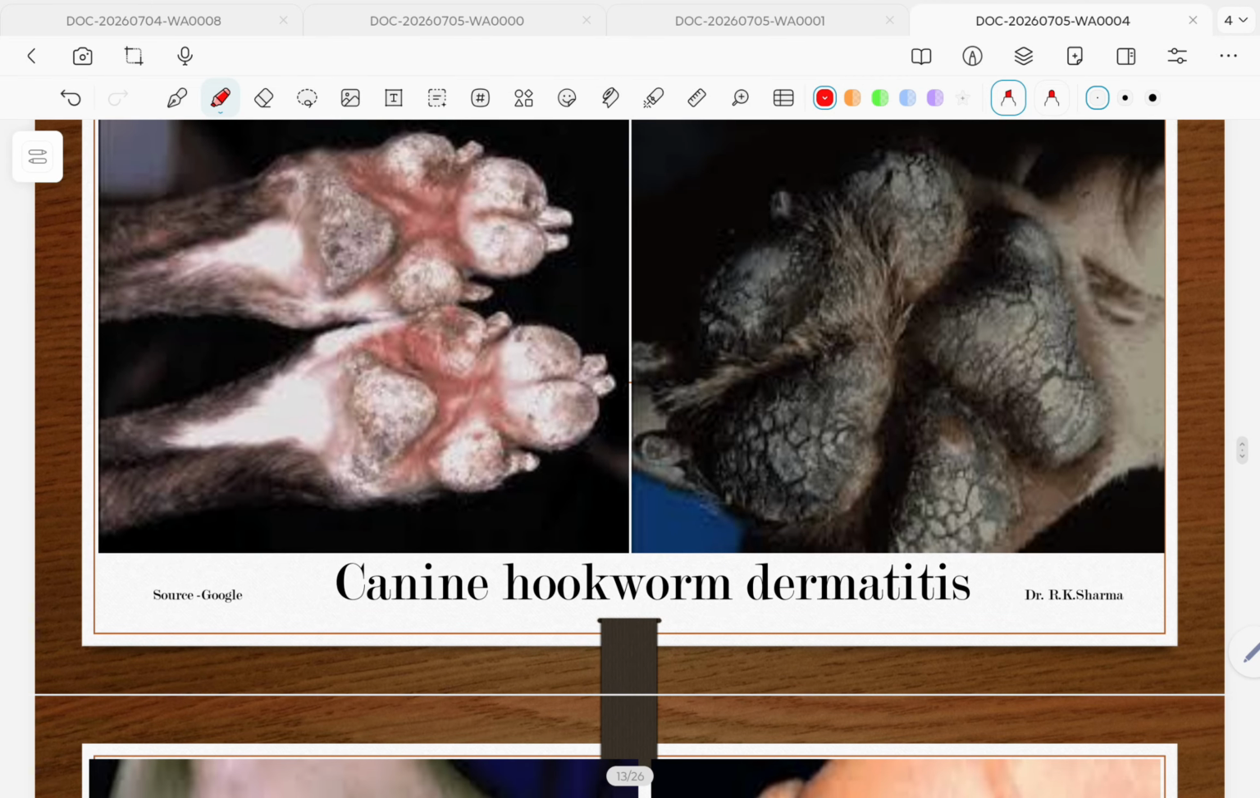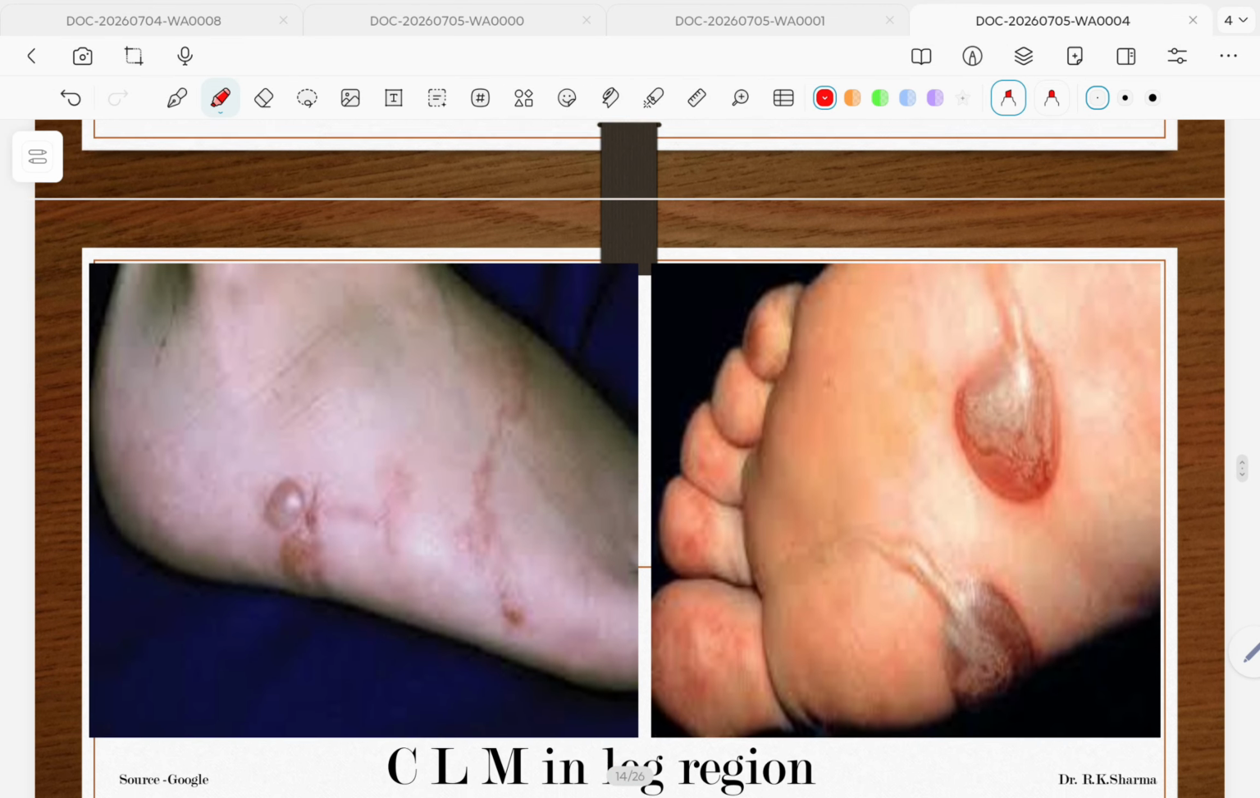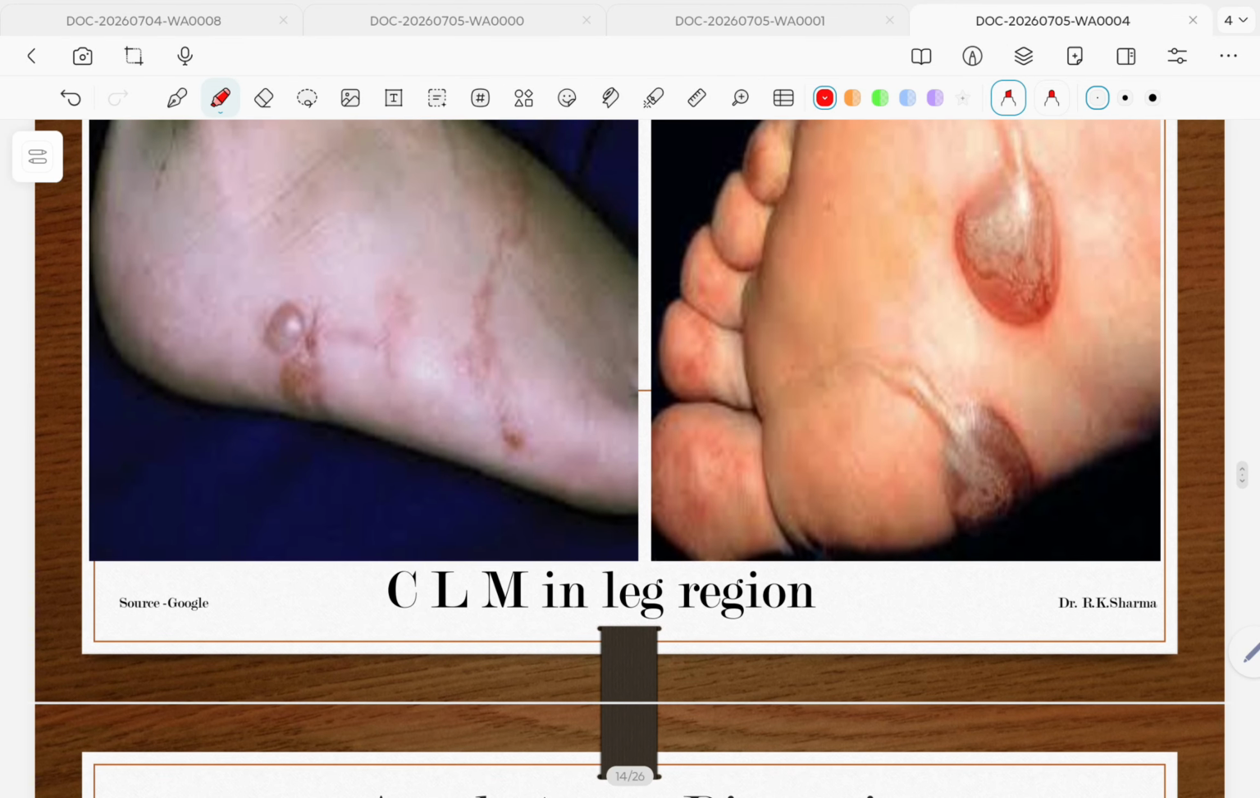Canine hookworm dermatitis. CLM in leg region.